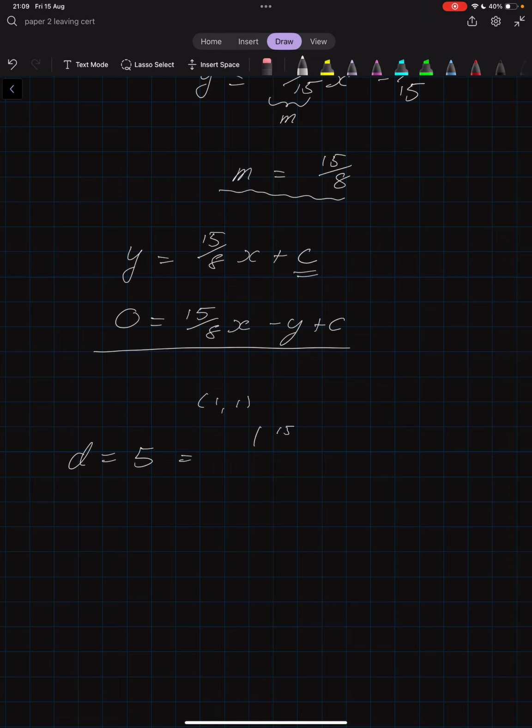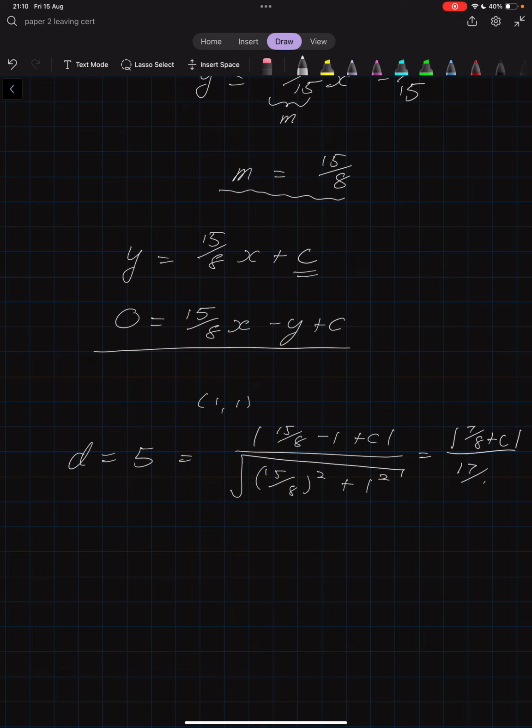So it's 15 over 8 minus 1 plus c all over the square root of 15 over 8 squared plus 1 squared. I'm not sure if that square root is actually nice, to be honest. So I'm just going to have a quick look. 15 over 8. Okay, it is. So this now becomes the magnitude of 7 over 8 plus c, all over 17 over 8.